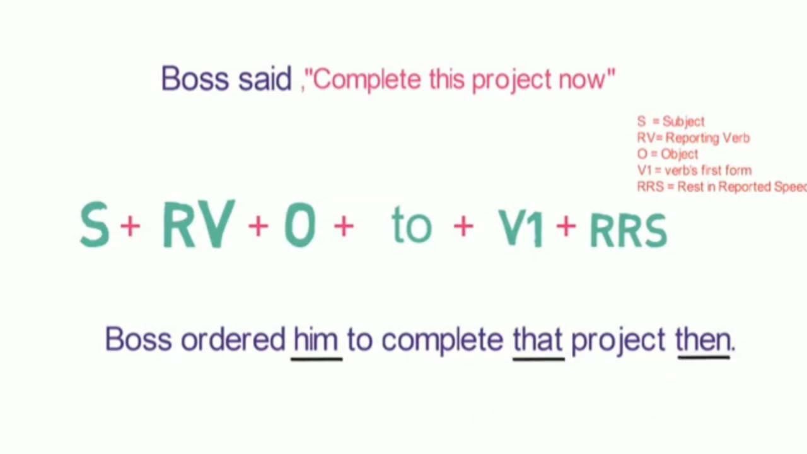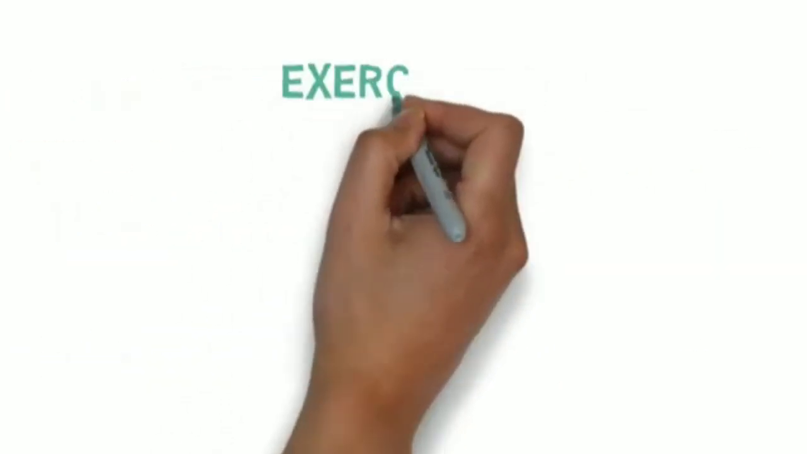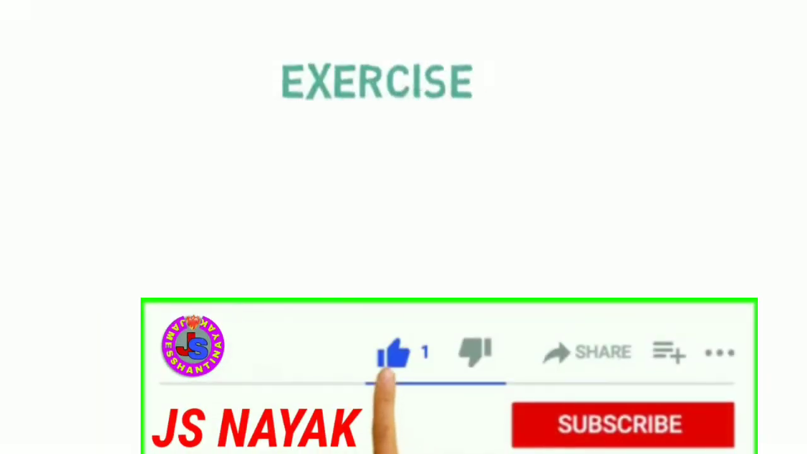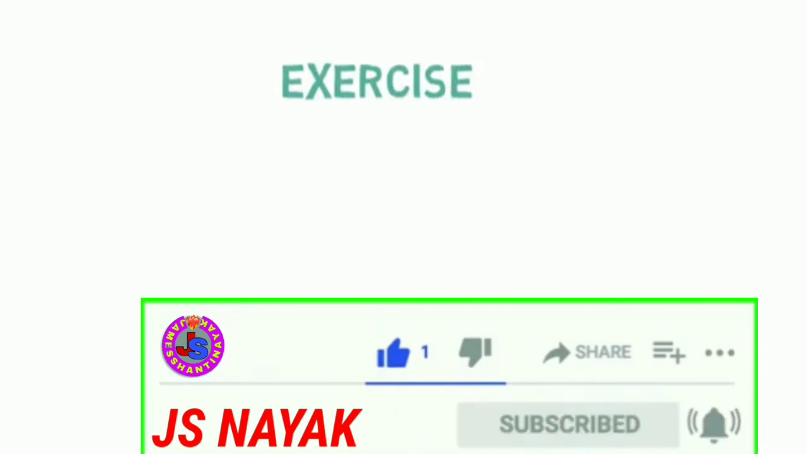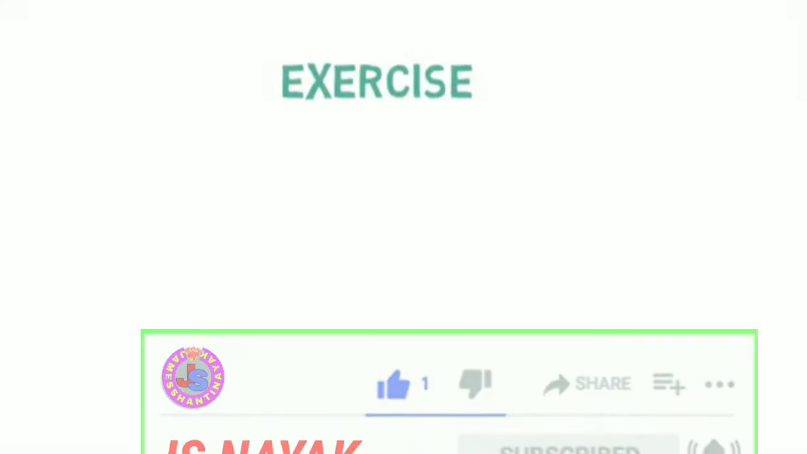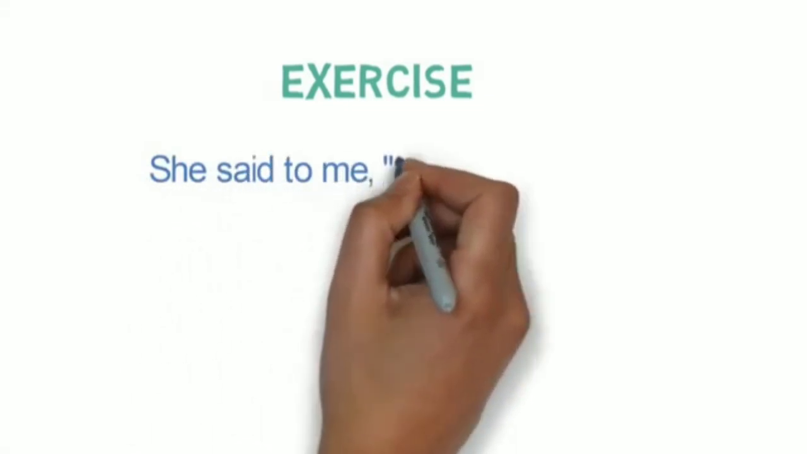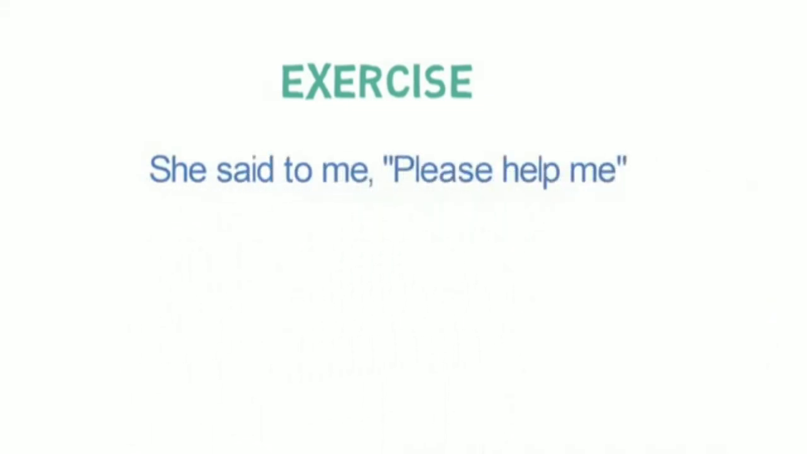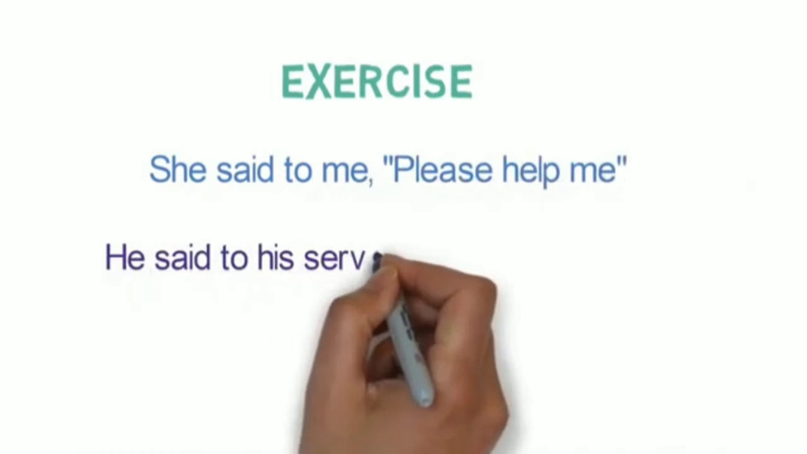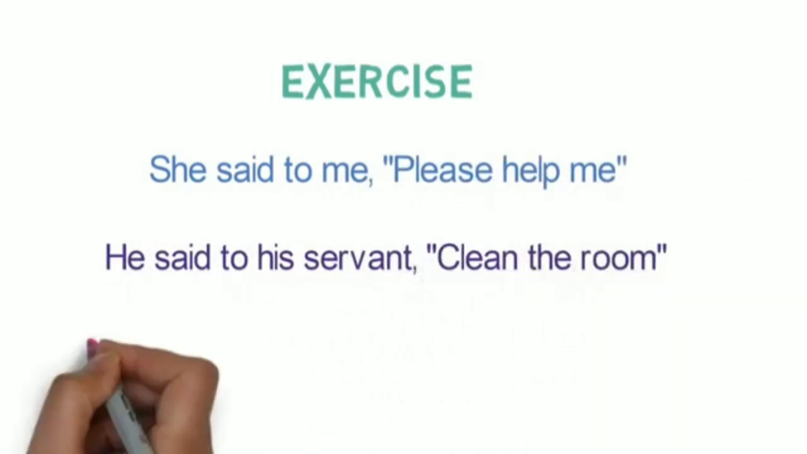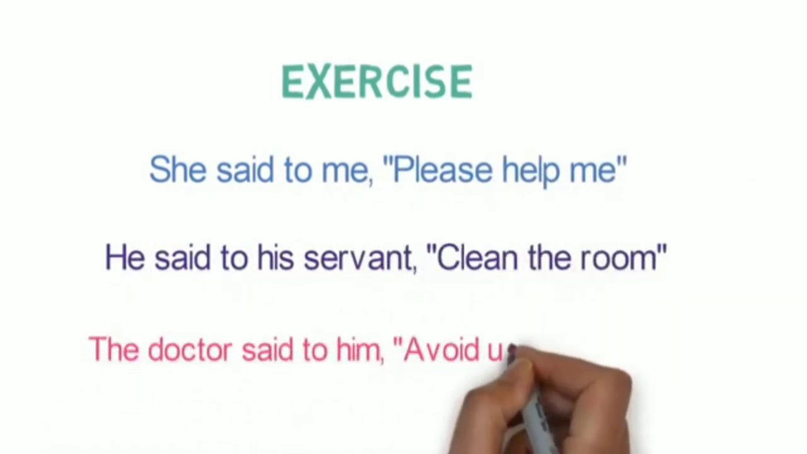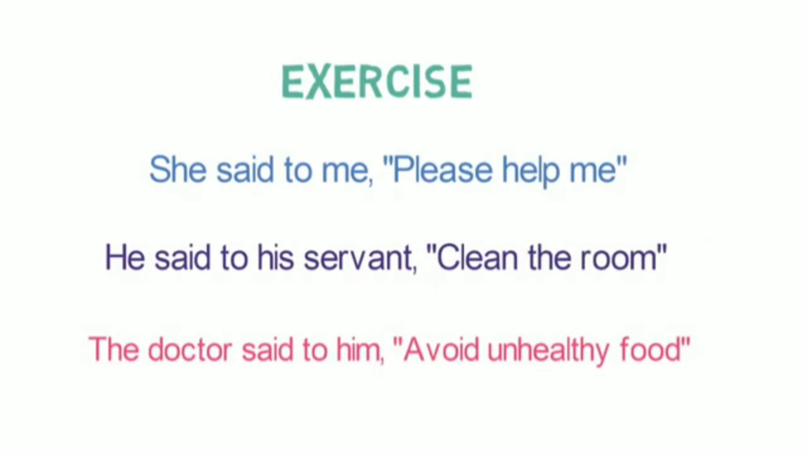Now we have learned all the steps, some important rules, one important structure and the examples implementing those steps and rules. I am giving you an exercise. Here direct speech needs to be converted to indirect speech. The sentences are, she said to me, "Please help me." He said to his servant, "Clean the room." The doctor said to him, "Avoid unhealthy food." Please message me your answers in the comment section.